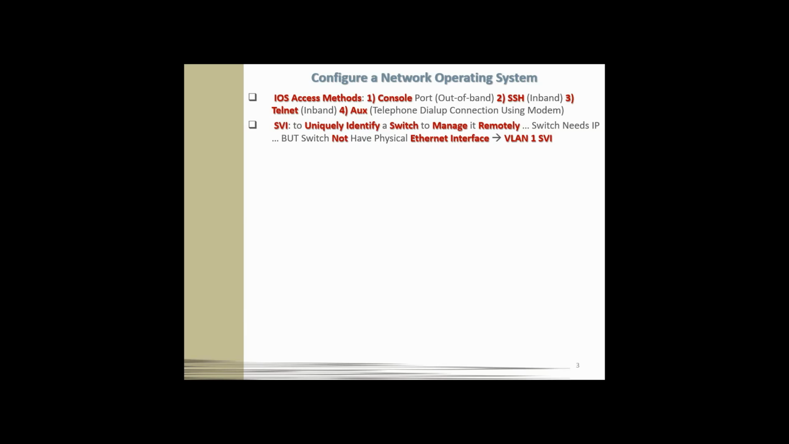And the fourth type of IOS access method is auxiliary port. Auxiliary port is considered a legacy method at the moment, so it's an older method for establishing a CLI session remotely, but this time via telephone dial-up connection using a modem. So it makes use of a telephone dial-up connection using a modem, and it was used in old scenarios.